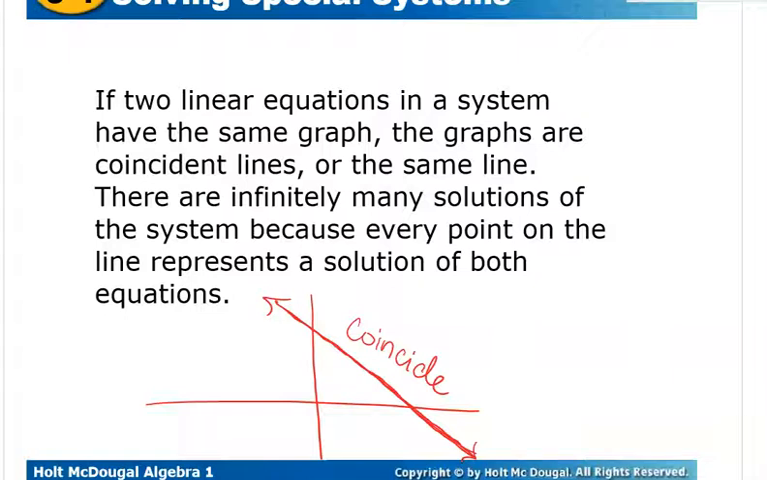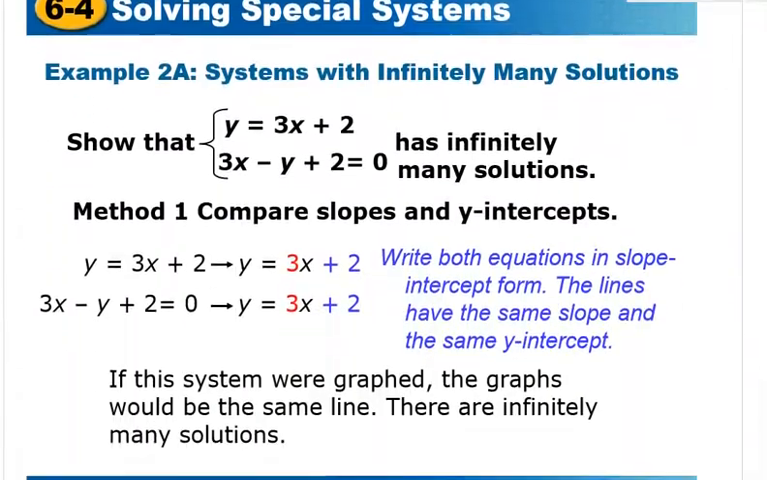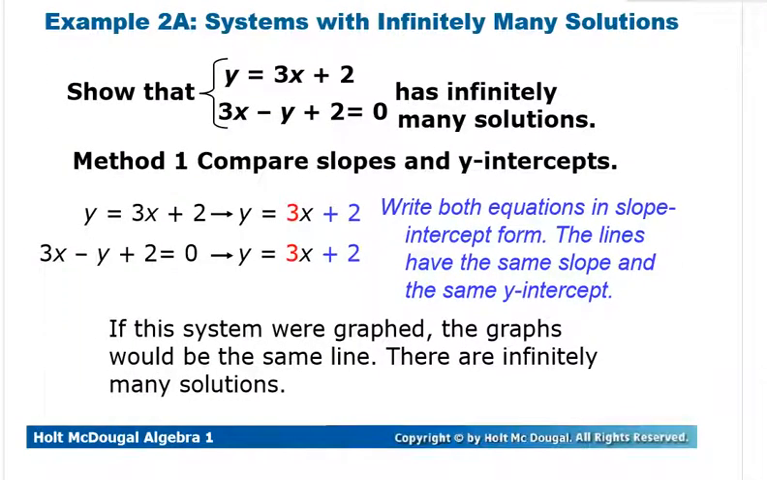So this is all solutions, or you can remember I said it was all real numbers, that fancy R. Or you can say infinite solutions. Or you can say all solutions. Or you can say all real numbers. Any of those would be acceptable. These are just four different ways you could write it if you want. So for this one, show that it has infinitely many solutions. So show that these lines are, in fact, the same line.